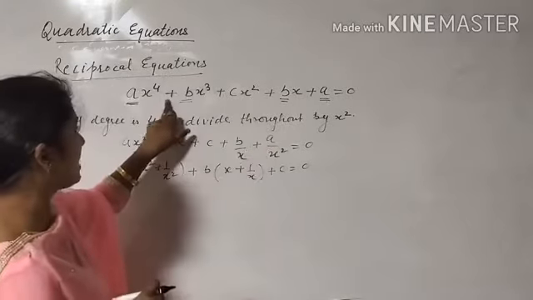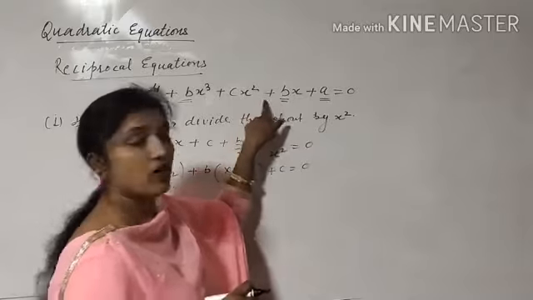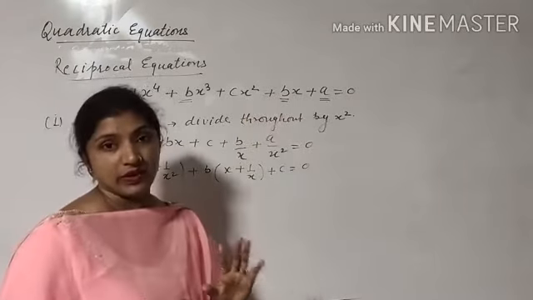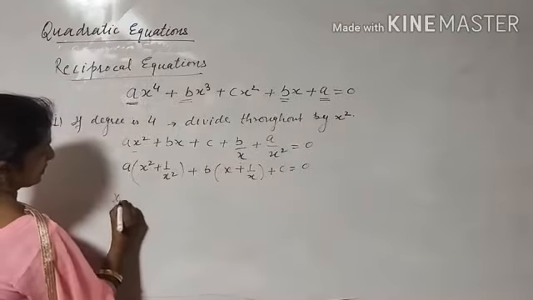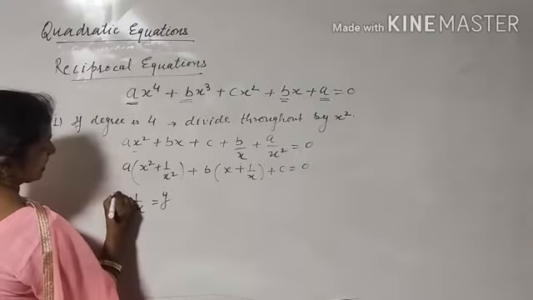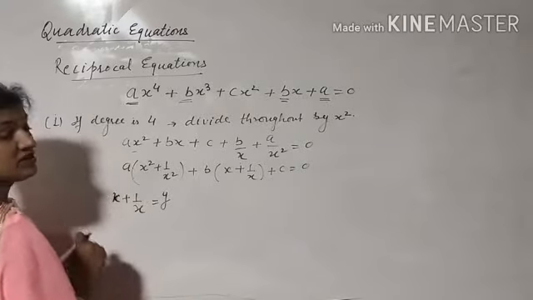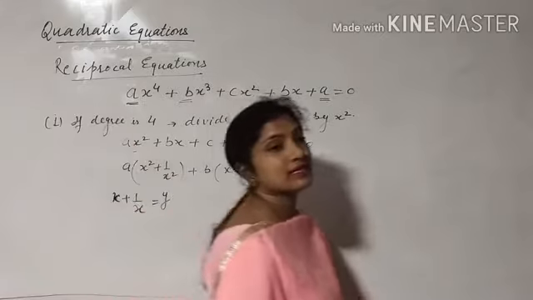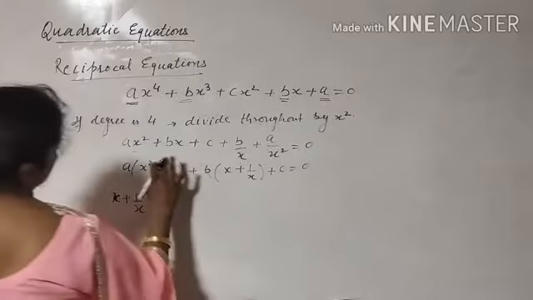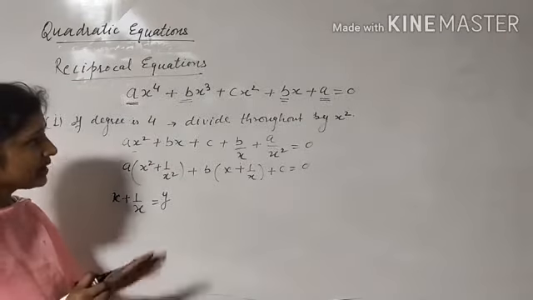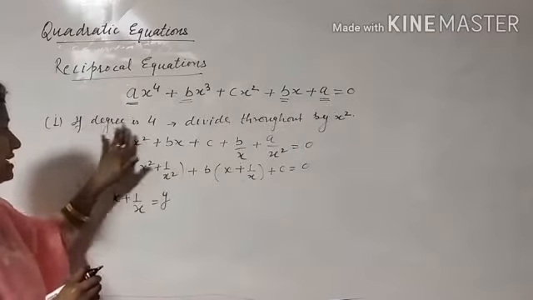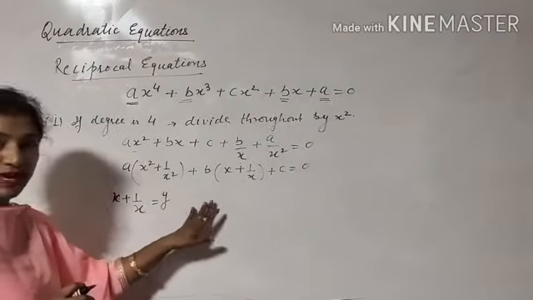Suppose here it has a minus sign, then in that case we'll get a factor x minus 1 by x. Then we'll solve by putting x plus 1 by x as y, or if you get x minus 1 by x, then you put x minus 1 by x as y, and then squaring you will get this one. We'll do one example of this type, but first, if the degree is 4, then you have to divide the equation by x square.